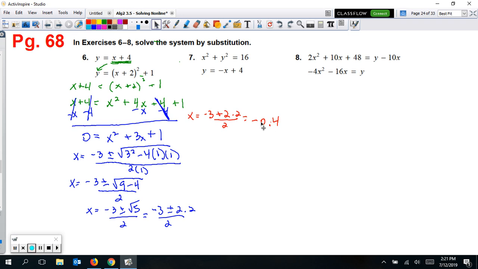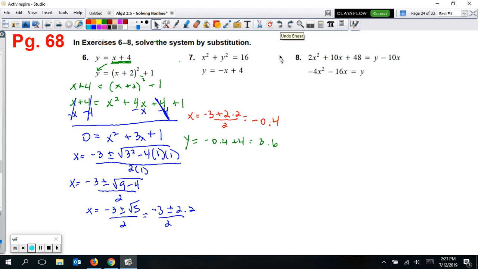Now, since that's our x, to find the corresponding y, we would also need to plug it into x in one of these 2 equations. The easier one is obviously going to be the top one, the linear one, because y is just equal to x plus 4. So let's do that here. What does y equal when x is negative 0.4? So y equals negative 0.4 plus 4, and that becomes 3.6. If we take 0.4 away from 4, that's 3.6. So that gives us 1 ordered pair for our answer.